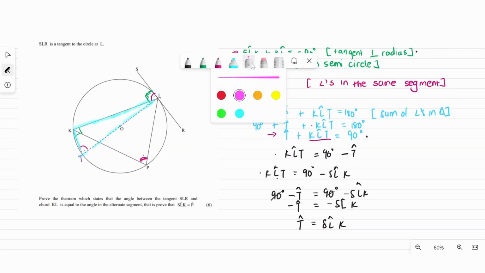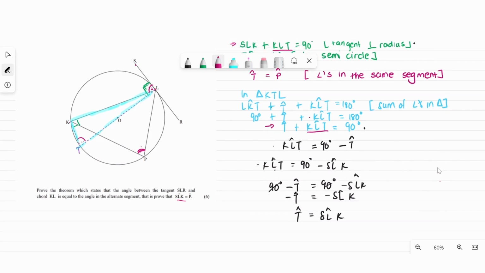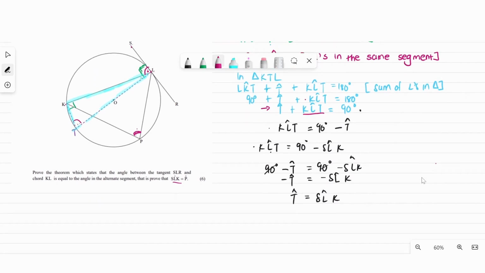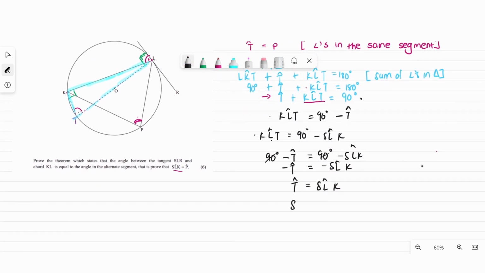So we see the fact that SLK is just this angle, the one that we were required to prove, which is here, is equal to T. And what do we know? We know the fact that T is equal to P. Therefore, what can we say? Since T from upwards is equal to T, therefore SLK is equal to angle P.